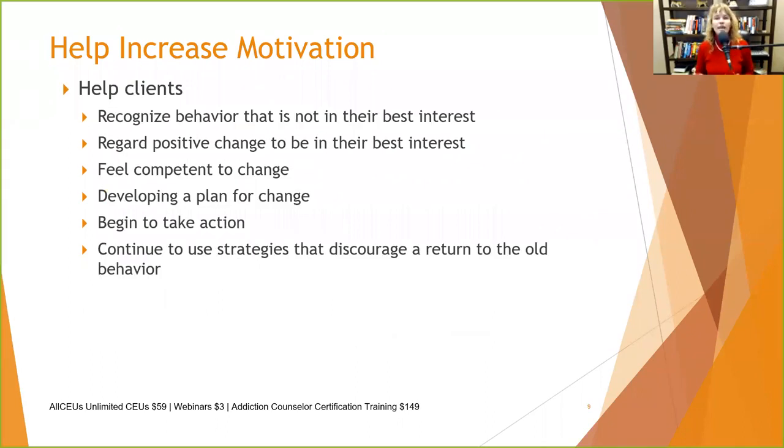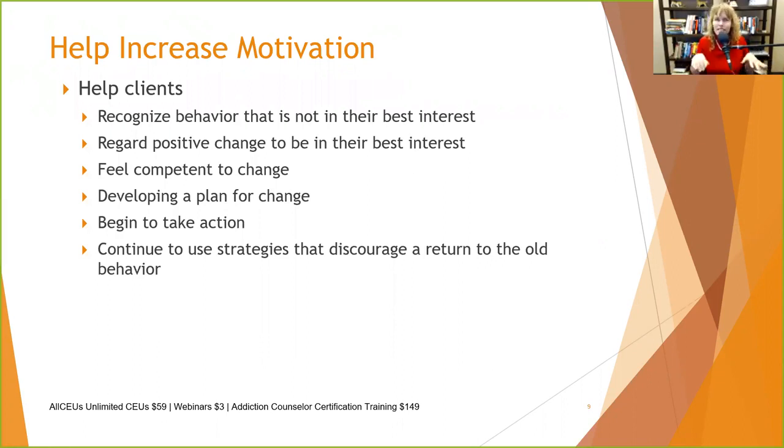We can help clients recognize behavior that is not in their best interest. We can help them regard positive change to be in their best interest. A lot of times we may have interventions, or, when I talk about sleep, a lot of times at first clients will look at me like I've got three heads. And then I educate them on how important sleep is to allowing the body to rest and rebalance, to reset the circadian rhythms, to turn off the threat response system, so they can have more available serotonin and a better balance of neurochemicals and feel better.